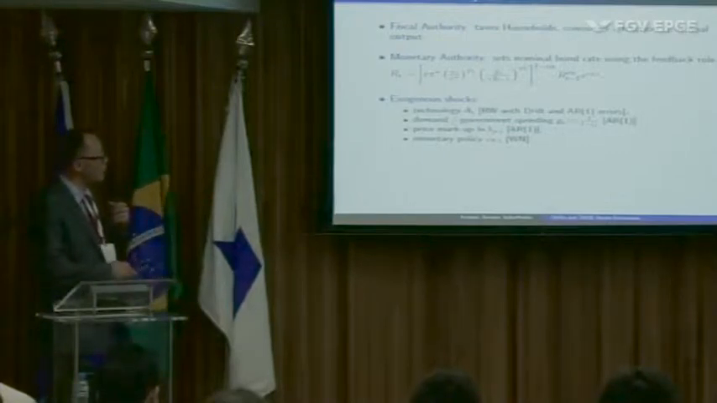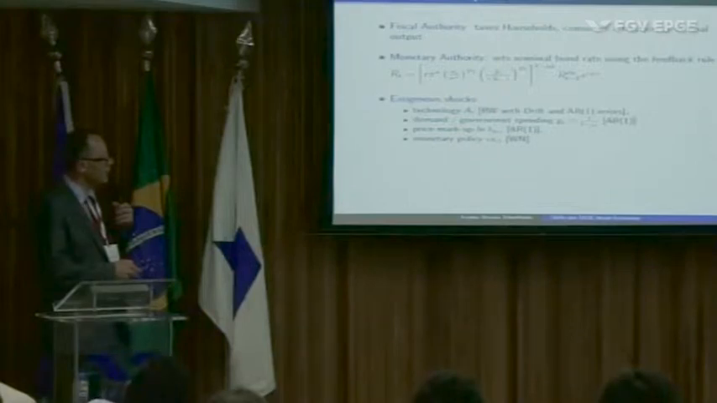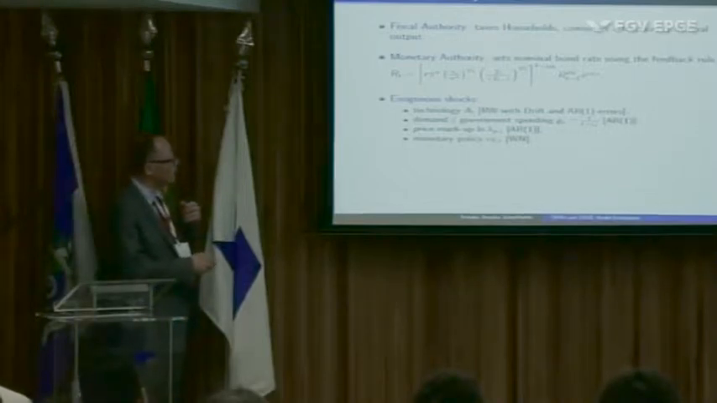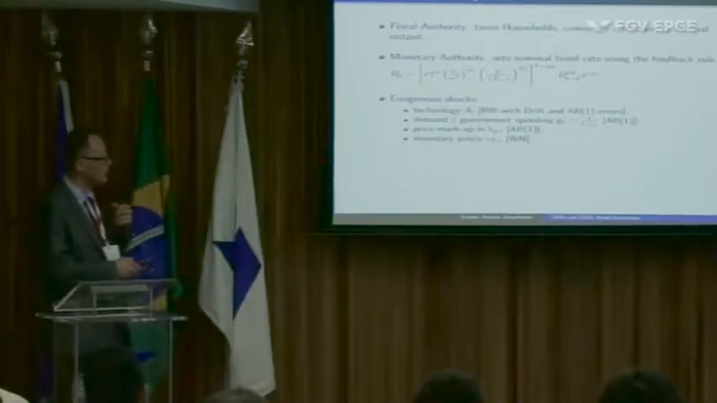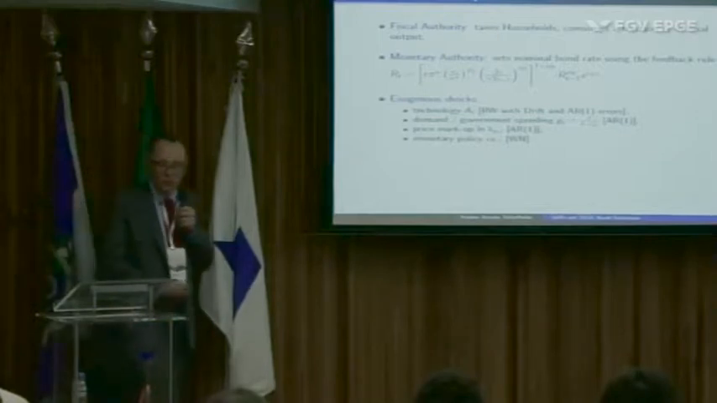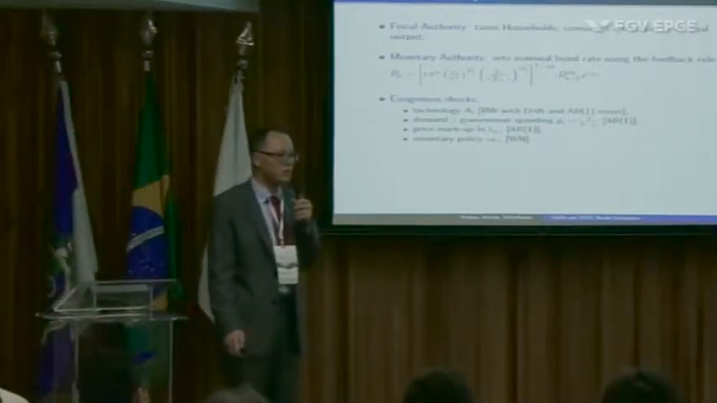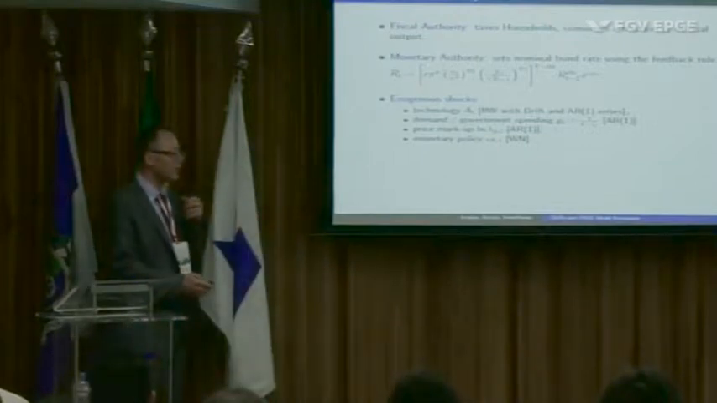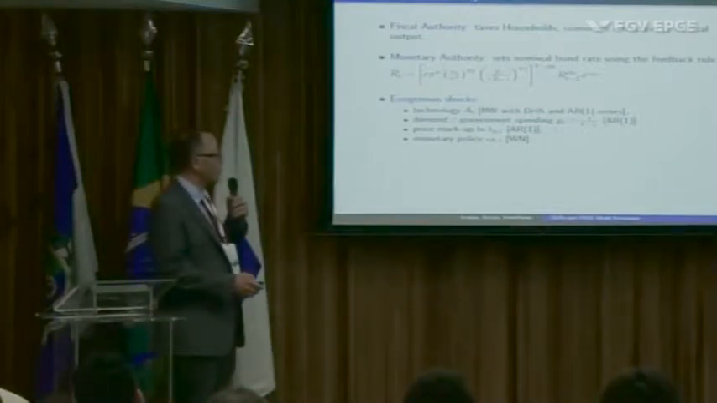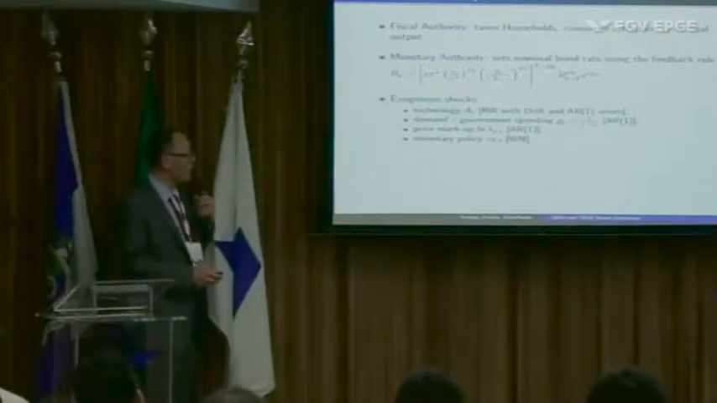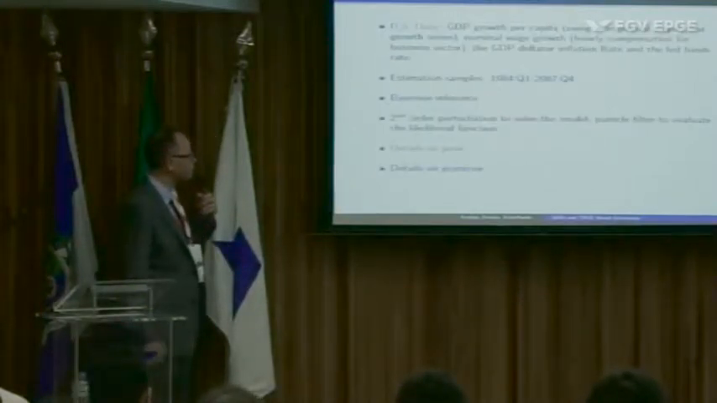Overall we have 4 exogenous shocks: technology, a general demand or government spending shock G, a price markup shock lambda, and then the monetary policy shock. So that's roughly the description of the DSGE model. It's pretty standard, except for these asymmetric wage and price adjustment costs.